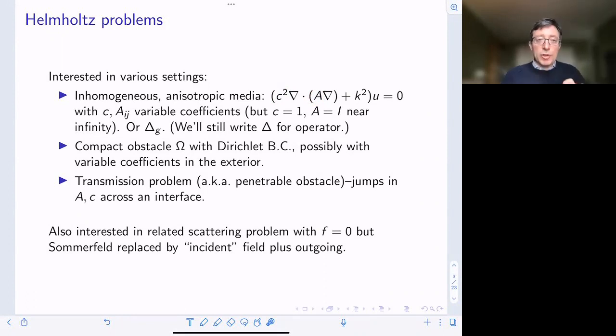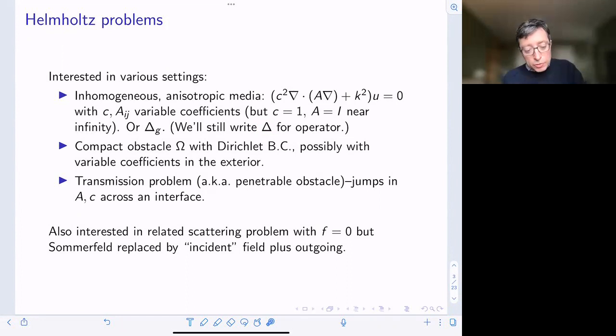I'm going to assume throughout, though, that outside a compact set, my problem really is the flat Laplacian. It is the standard Helmholtz operator, and so c equals 1 and A is the identity outside some big compact set. If, like me, you were brought up more as a geometer than a practical analyst, you might prefer to think of the Laplace-Beltrami operator with respect to a Riemannian metric, which is, up to some conjugation, essentially the same thing. No matter what, I'll write the operator the same way as the Laplace operator.